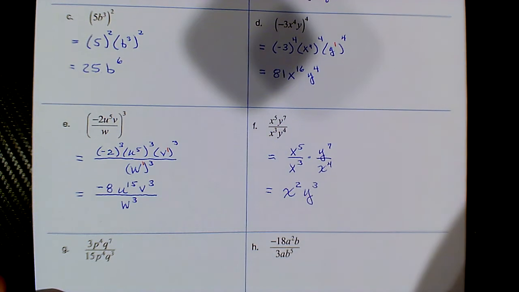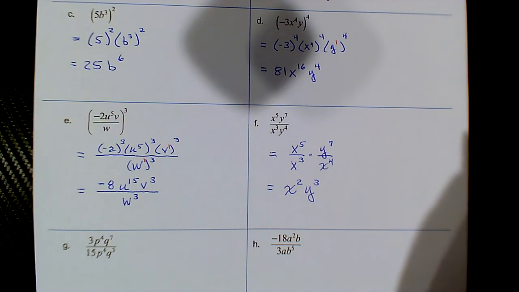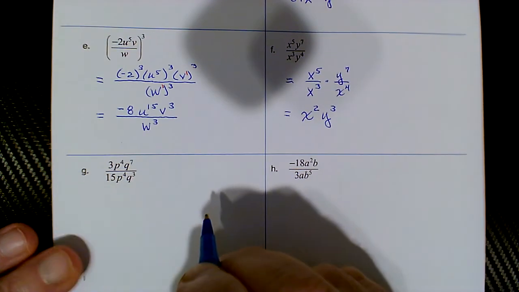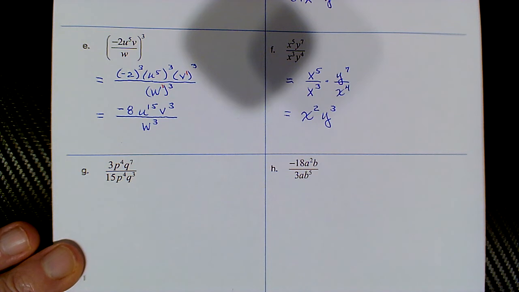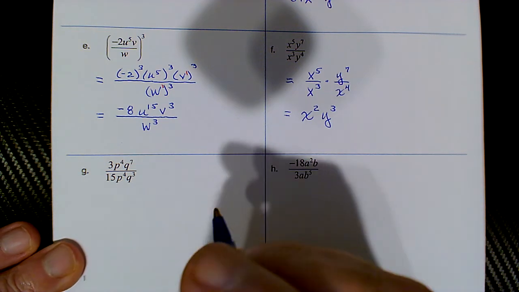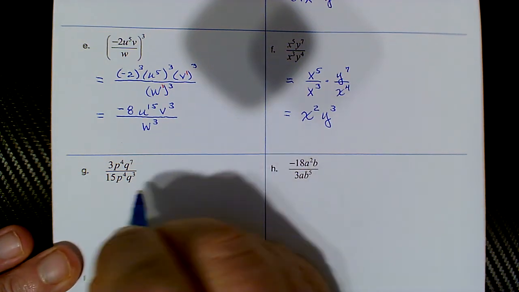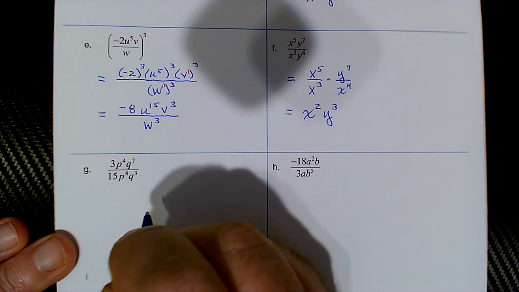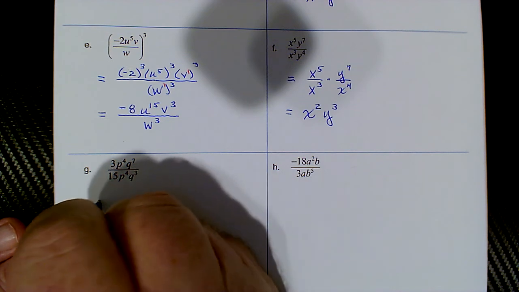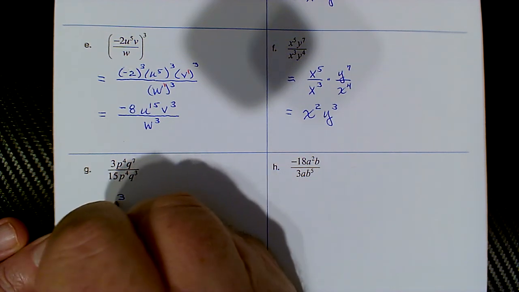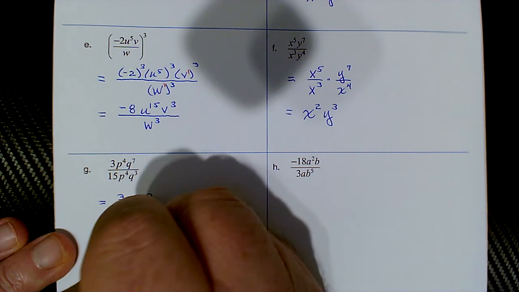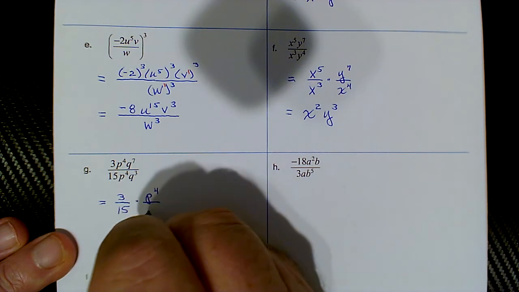But then we get into some situations here. Well, in letter G, you have a fraction again. Now you've got some coefficients thrown in, and the coefficient in the denominator is actually greater than the coefficient in the numerator. So you might consider separating the coefficients from the common variable factors.